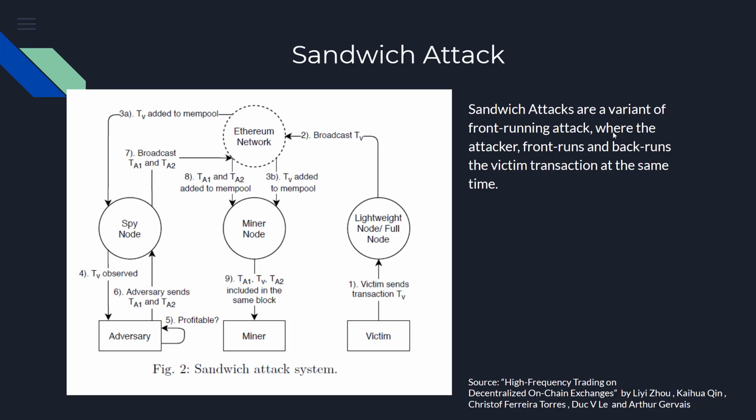These transactions are broadcast again and stored in the mempool. Now the miner typically orders the transactions according to higher gas prices. So it picks TA1, the attacker's first transaction, then the victim's transaction, and then the attacker's second transaction, thus making it a sandwich. And that's what a sandwich attack looks like.